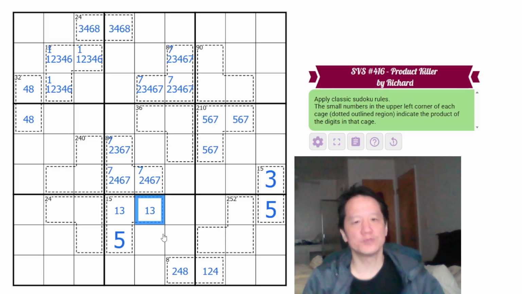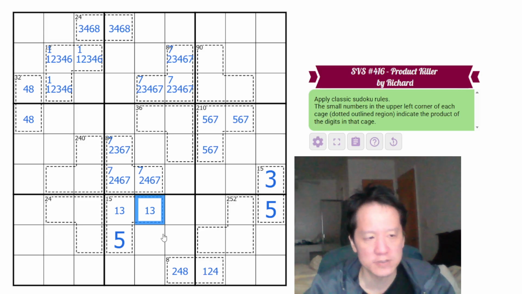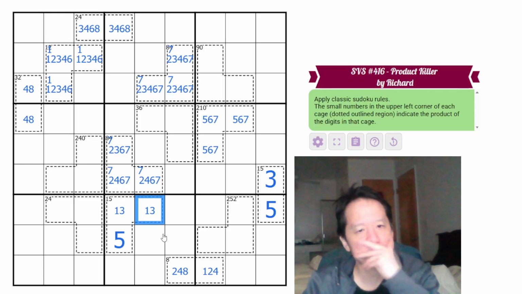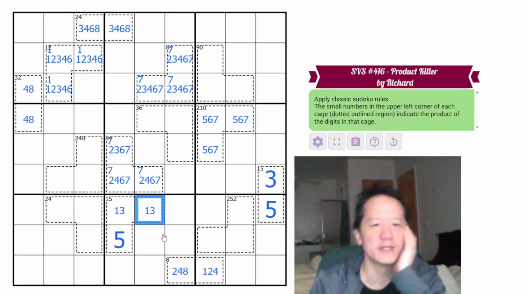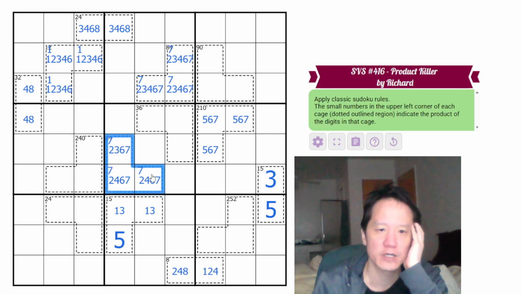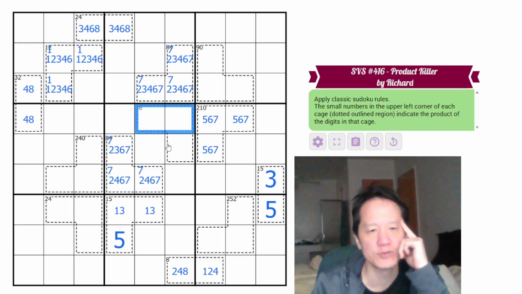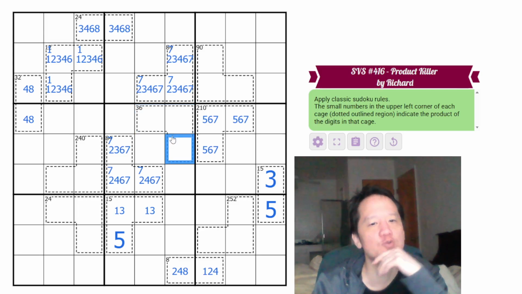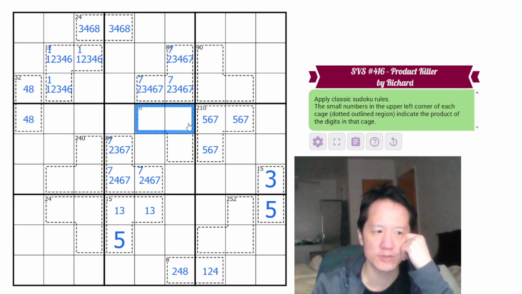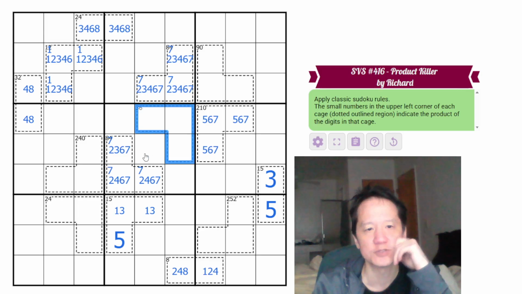2 squared and 3 squared. Can't be 6 times 6, obviously. It could be 2 times 3 times 6, but then that would eliminate all possibilities for this 84 product cage. So it cannot be 2, 3, 6. I think it has to be 1, 4, 9, right? You can't have 12 and then multiply. Like, if you have 3, 4 times 3, that doesn't work. You can't have 2, 6 times 3. So it almost has to be 1, 4, 9, right?